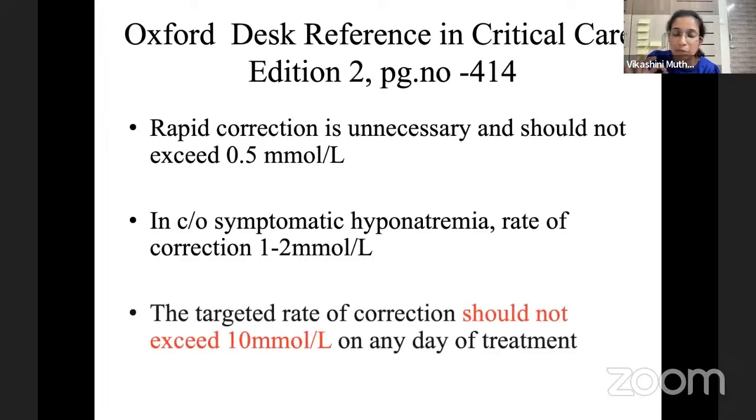The third point is the most important point, which will give you a clue how to calculate the deficit for our patient. The targeted rate of correction should not exceed 10 millimoles per liter on any day of treatment. So on any day, you should never exceed 10 millimoles per liter. Our patient's plasma level is 123, so you should not exceed 10 millimoles. If you keep it as 133, then 133 minus 123 is 10, and 10 into 30 is 300. Again, it's nowhere near any of these options, right? So you can round it off to either 135 or 130. If you round it to 135, it again becomes 12, so you're exceeding this 10 millimoles. So you just round it to 130.